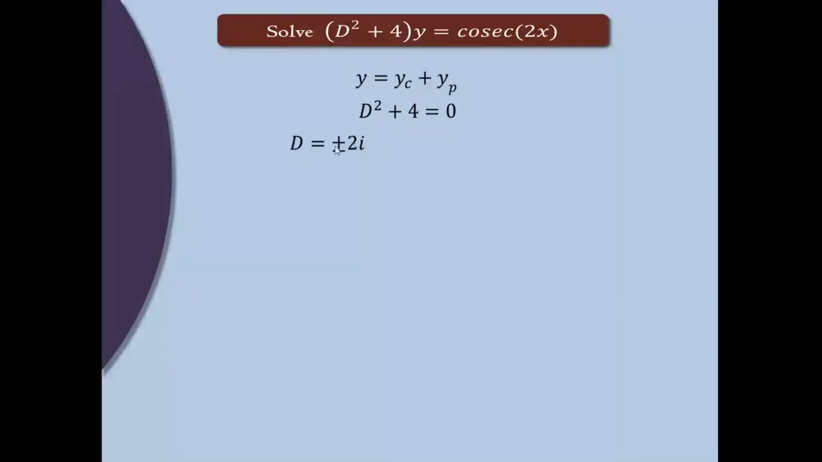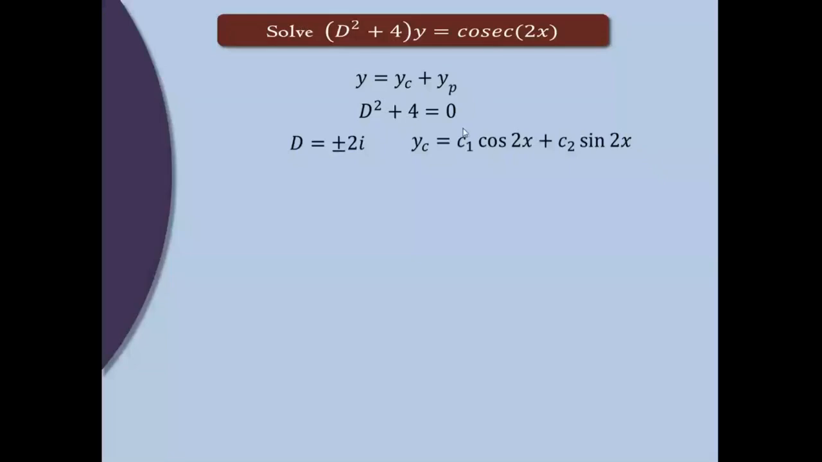So use the standard formula of imaginary distinct roots, alpha plus or minus i beta. And the formula is e raised to alpha x into c1 cos beta x plus c2 sin beta x. Take alpha as 0 and beta as 2. That is e raised to 0x, that is 1, so not written. C1 cos 2x plus C2 sin 2x. So the yc part is all this term.